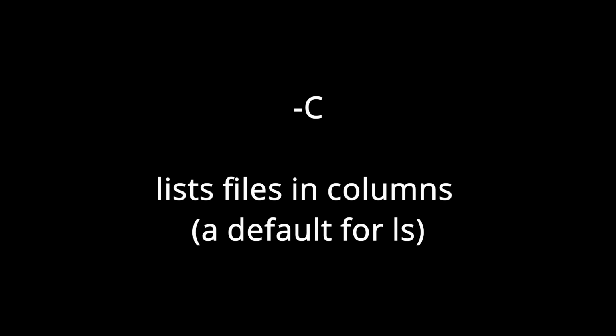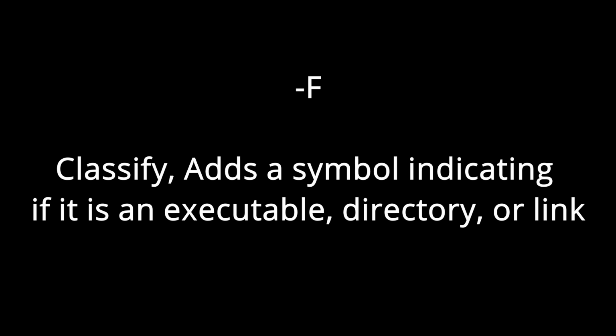L is an alias for ls dash capital C capital F. Dash capital C lists files in columns sorted vertically. This is the default for ls. Dash capital F classifies. It appends an indicator at the end of the file names to show what type of file it is. If nothing is appended, that's an indication that it's a non-executable regular file.